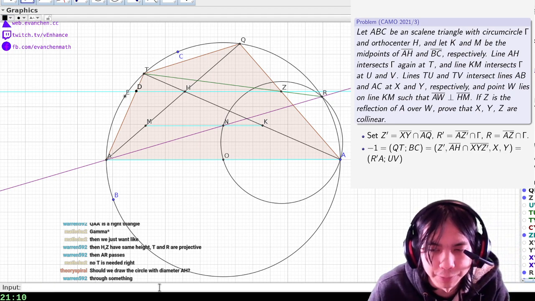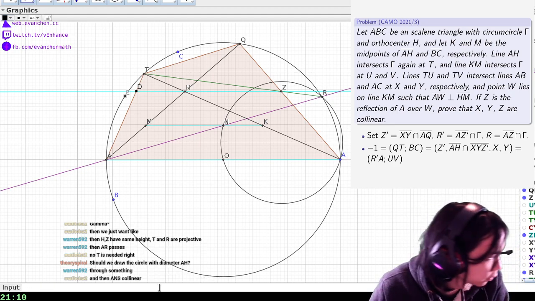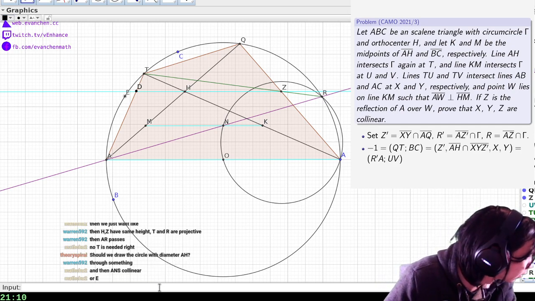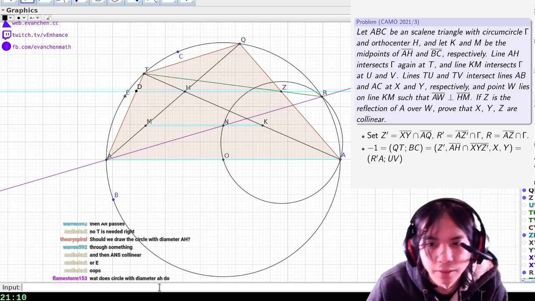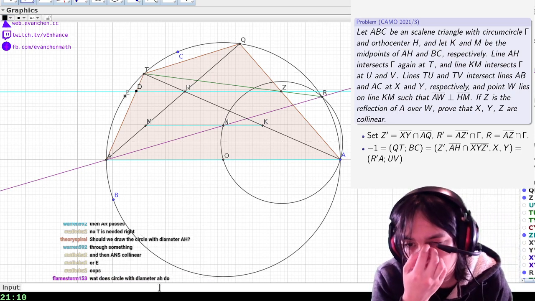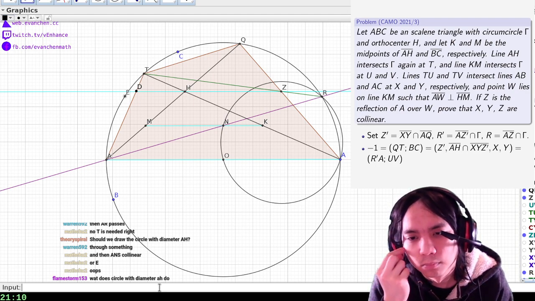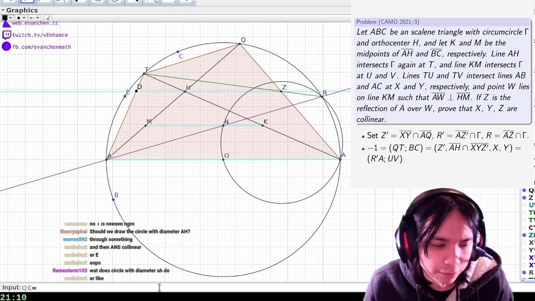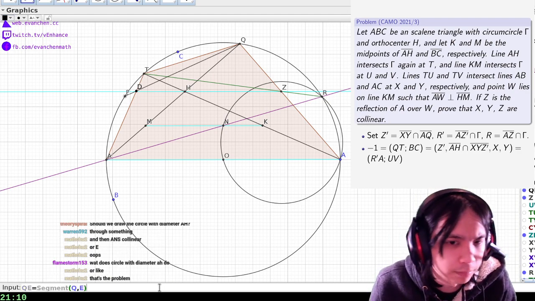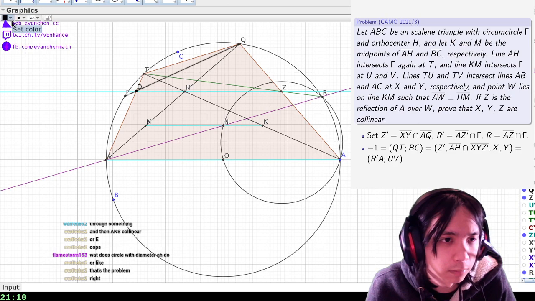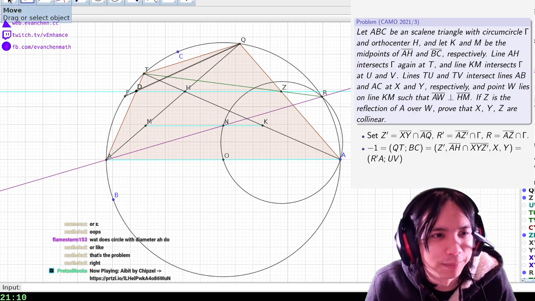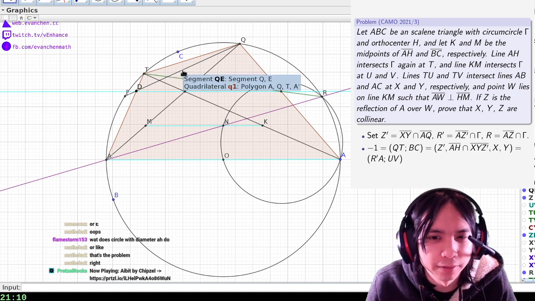Shouldn't we draw the circle with diameter AH? Why? Then ANS collinear. Or E. Okay, well, let's follow the suggestion and see where it goes. I'm so bad at changing the color of objects in this thing.